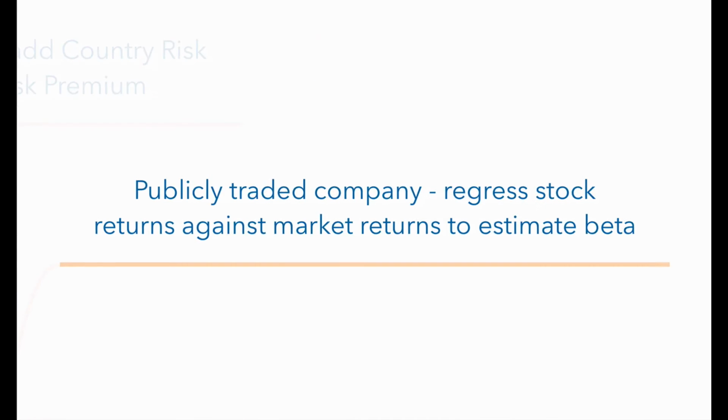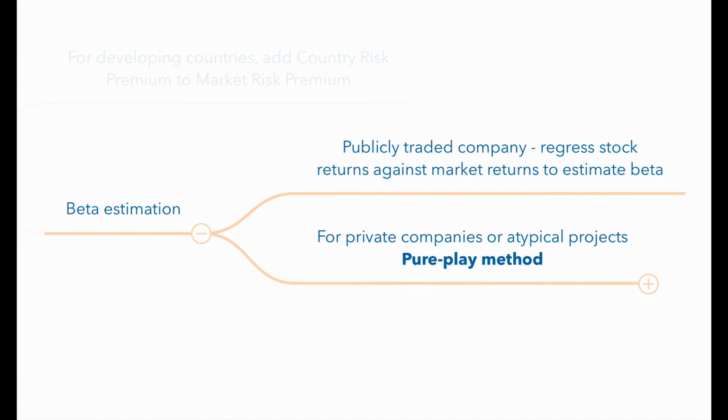Now, typically, in a publicly traded company, we would regress the company's stock returns against market returns to estimate the beta. When we're trying to estimate beta for private companies or atypical projects, we use what's known as the pure play method. To understand this process, we need to be clear that the beta of a company or a project is affected by business risk and financial risk.